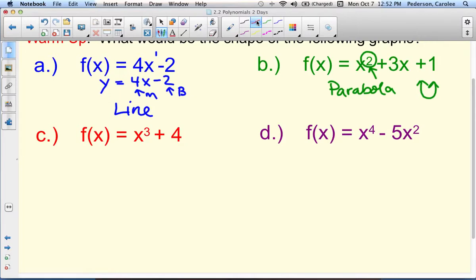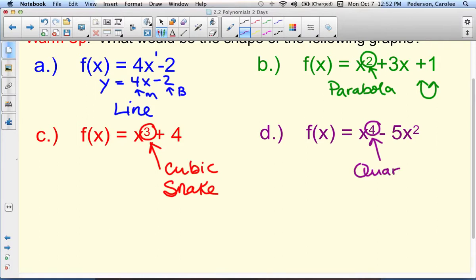Example C. Now we're getting into a cubic function because the degree is 3. Our shape is going to be a snake. Our last one in the purple, our degree is 4. So that means we're going to have what we call a quartic function. And it's going to look like either a W or an M.